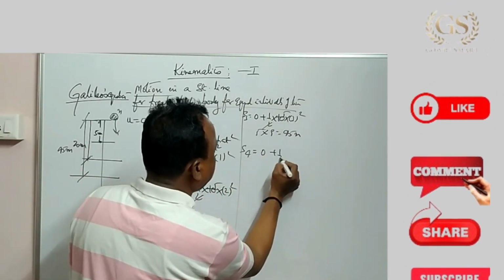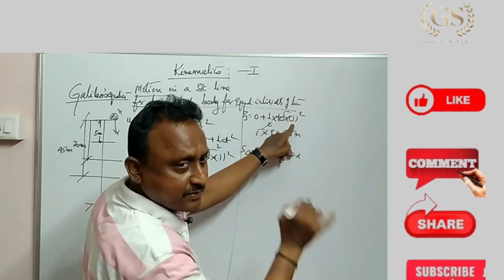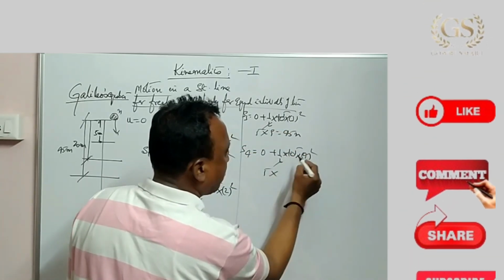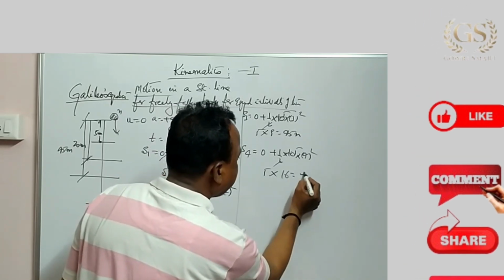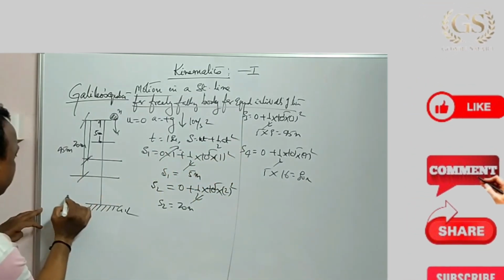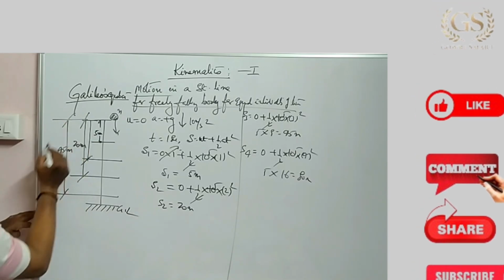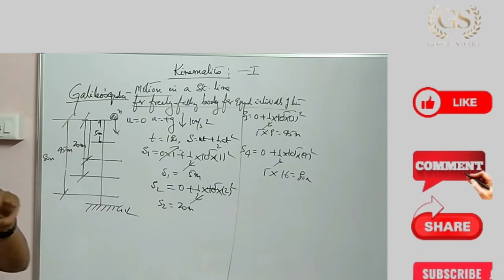Let us calculate the last one, S4. Again same, 0 plus half g t squared. Next second means the 4th second. So 4 square, 4 4s are 16. 16 5s are 80 meters. So 80 meters. Now please make a note here.